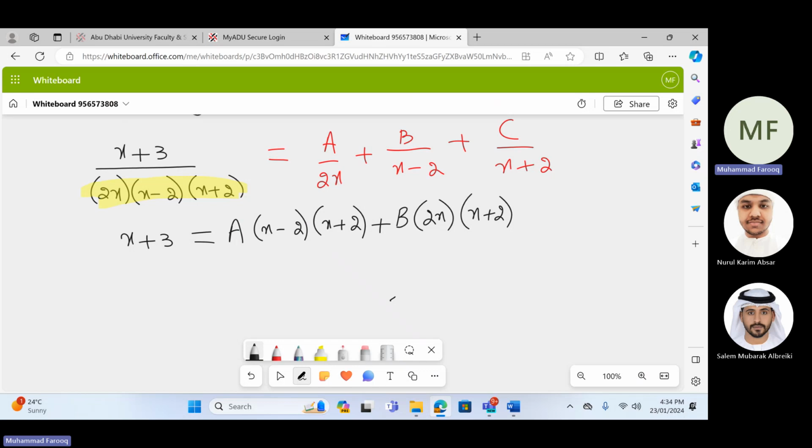When I multiply this factor with C, only x plus 2 cancels. So with C, we have 2x and x minus 2. I hope you understand. We need a simplified form. Whatever you have in the denominator, multiply here, here, here, and here. From here, all cancel and you have only this part.